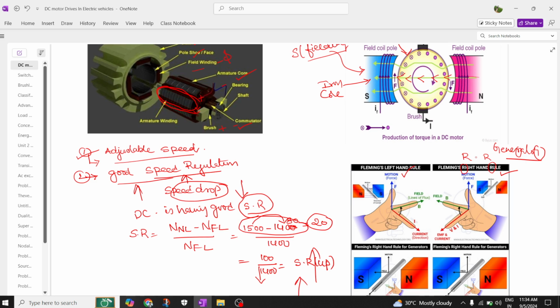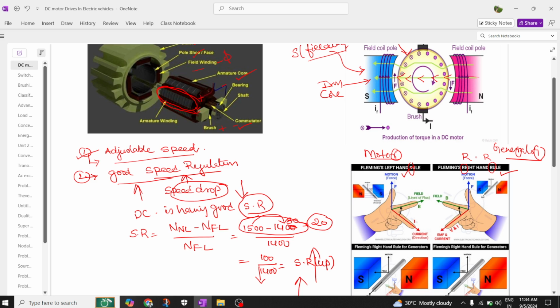When coming to Fleming's left hand rule, motor, M-O-T-O-R, how many R's are there? One R. It's just a logic to overcome the confusion: in motor, one R is there, and here also one R is there. So for the motor we are going to apply Fleming's left hand rule.